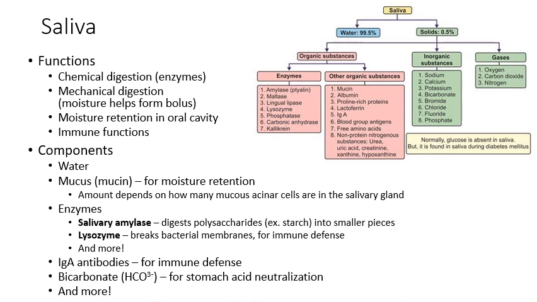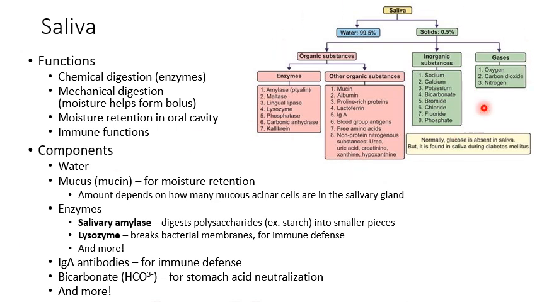Then you also have IgA antibodies, which is the type of antibody that is produced into exocrine secretions. So that's also for immune functions. You also have bicarbonate, or HCO3-. That's just in there to neutralize any stomach acid that might happen to come up from the stomach. And a lot more, actually.